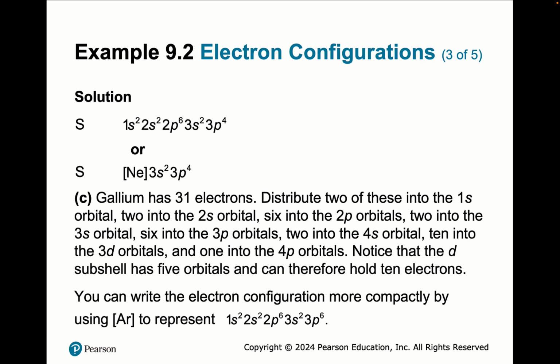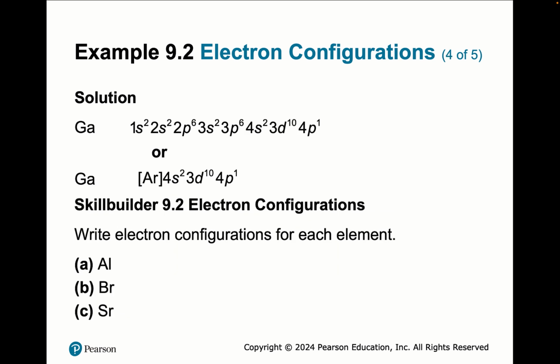So you put the argon in there, and it's also right below aluminum. And don't forget, you have to fill up the entire 3d shell on the way over. I know it's kind of weird, but the 4s, due to the Zeeman effect, is lower energy than the 3d's. So the 4s comes first, then the 3d's, and then the last electron in one of the p orbitals.